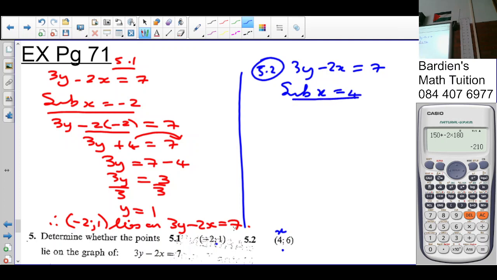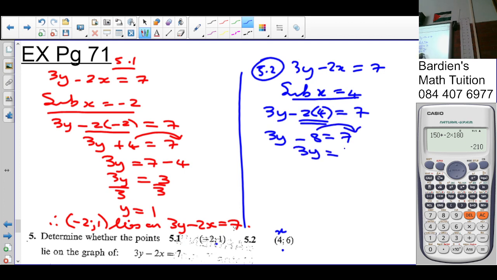If that point lies on the graph, then what would the y value be? 6. If you get any value other than 6, then it does not lie. Make sense, people? So you go 3y minus 2 times 4 equals 7. So it's going to be 3y. What's negative 2 times 4? Negative 8 is equal to 7. You take it over the equal sign, so 3y is equal to 7 plus 8. What's 7 plus 8? Divide by 3 both sides, so y is 5. Does it lie on the graph?